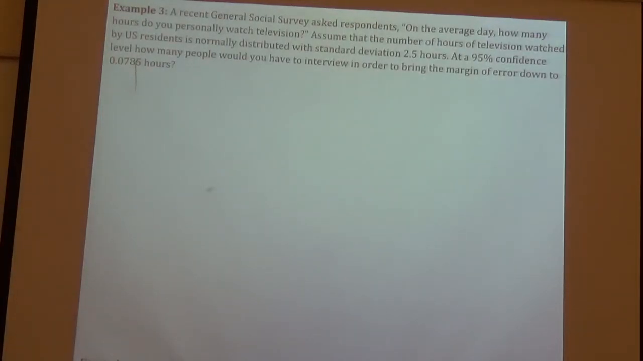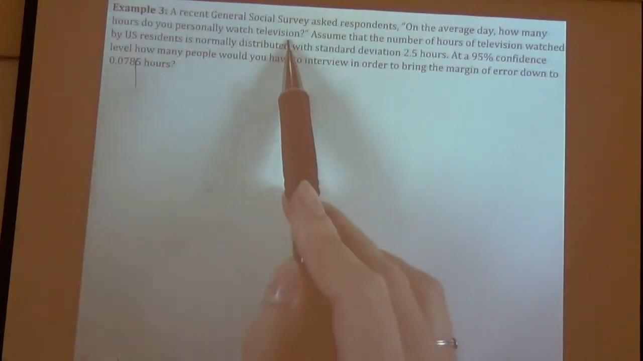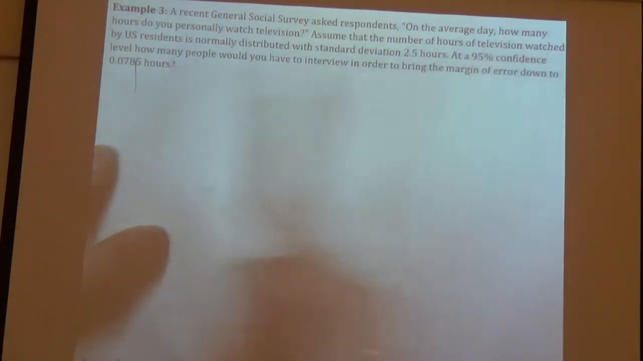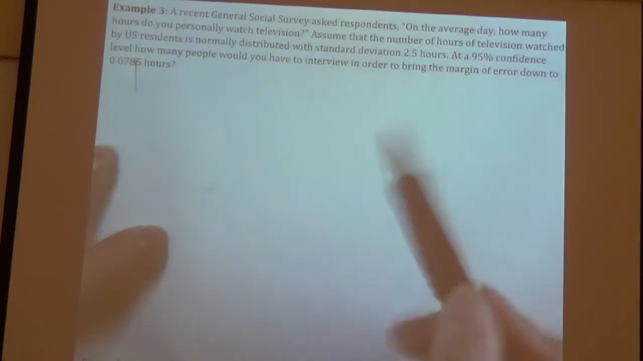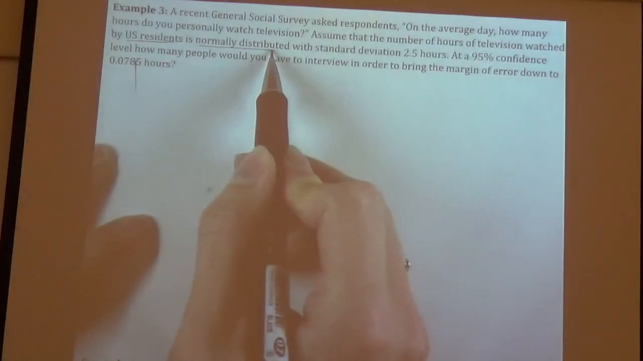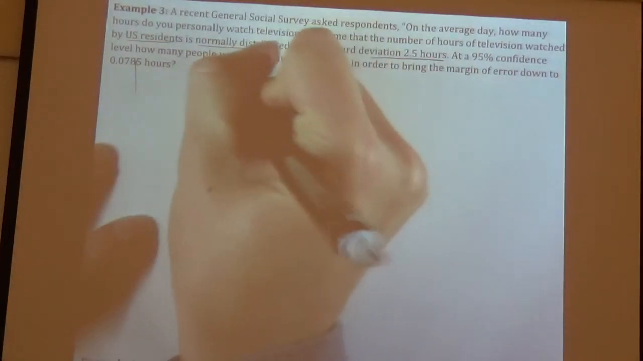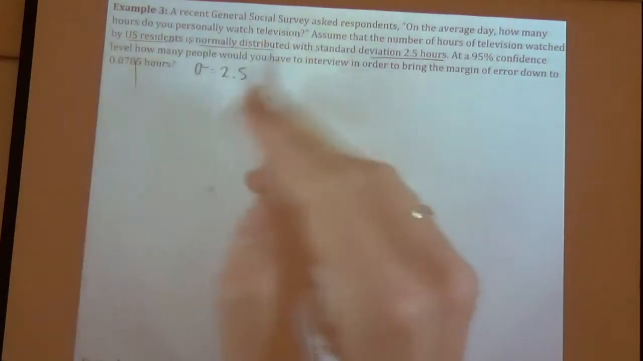Okay, so looking at this, example 3 says, a recent general social survey asked respondents, on the average day, how many hours do you personally watch television? So same as what we were doing before. Assume that the number of hours of television watched by U.S. residents is normally distributed with a standard deviation of 2.5. Okay, so we still know that we have U.S. residents that's normally distributed, aka we can use a bell curve, with a standard deviation of 2.5. I know that means sigma equals 2.5, again because it says U.S. residents. Okay, so that's population in general.